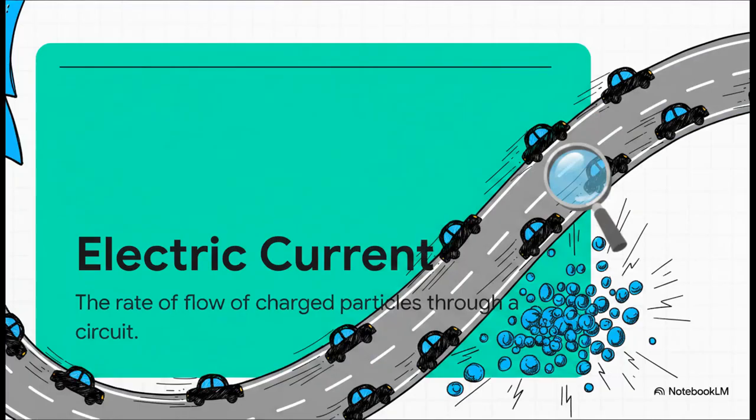First up is electric current. Just picture electric current as the traffic flow of charged particles on a highway. It's that simple. The higher the rate of flow, meaning the more cars passing a certain point every second, the higher the current. It's all about that movement.